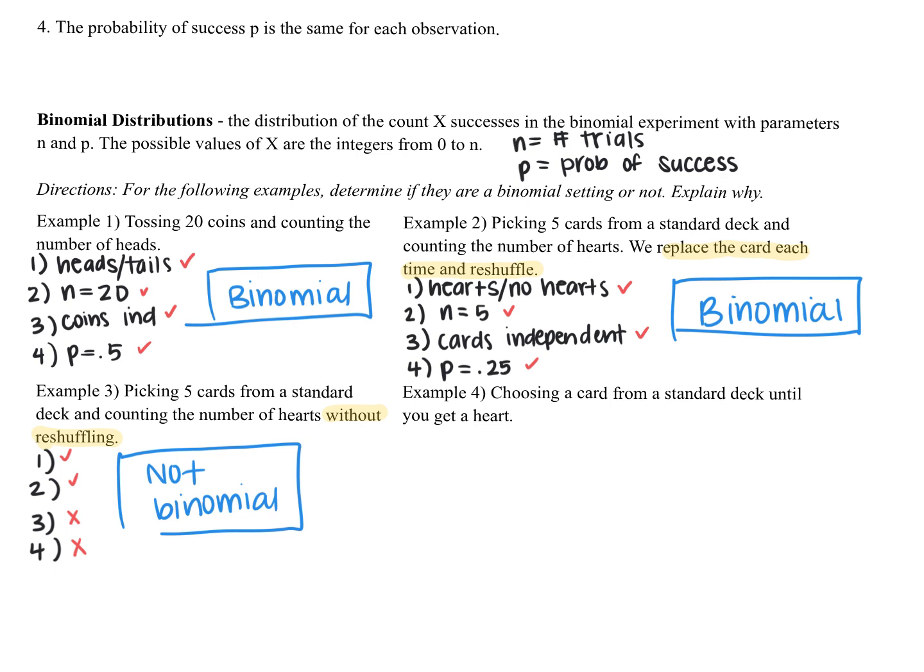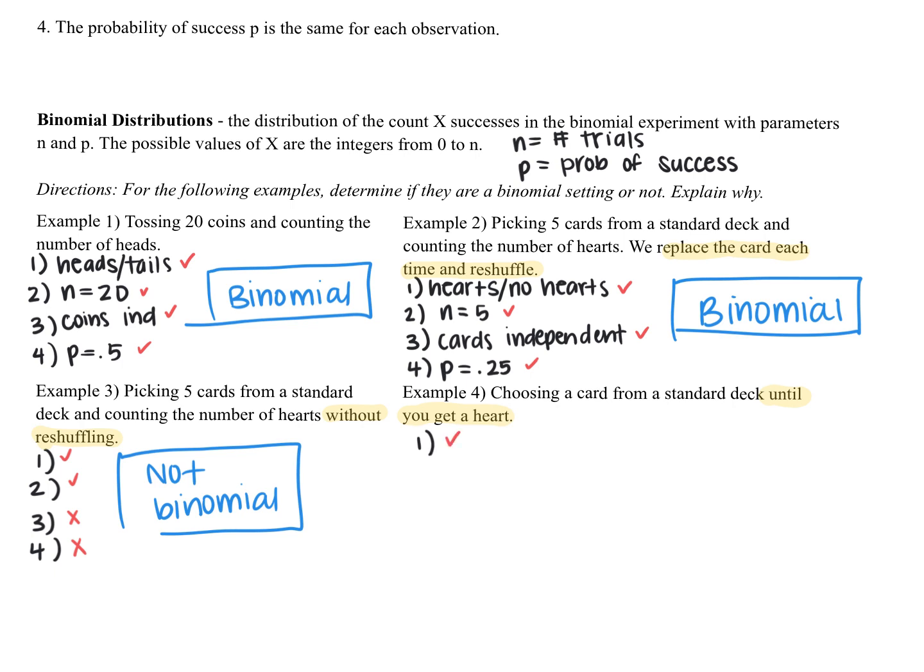Okay. Our last example here, you're choosing a card from a standard deck until you get a heart. So very important wording here is the "until you get a heart." So this changes our second condition. My first condition is still met because we still are looking at whether or not you have a heart or not.